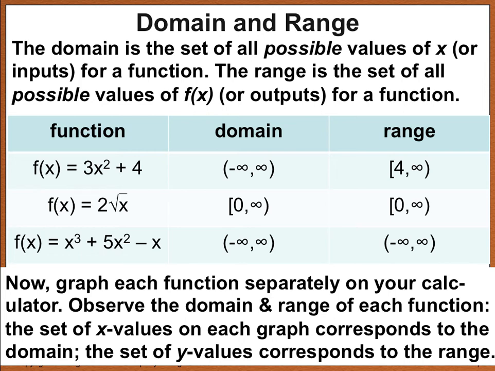And you're going to see that your graph reflects these domains and ranges for each function, where the set of x values on each graph corresponds to the domain, and the set of y values corresponds to the range. For example, let's just go over this first one here. If I look at this first one, f of x equals 3x squared plus 4, negative infinity to infinity is the domain, and 4 to infinity is my range. Well, if I graph this, I'm going to get a parabola that faces upward, and that's been shifted 4 units up. And on your graph, you're going to see that the y values go from 4 to infinity, and the x values go from negative infinity to infinity. So you can confirm this on your calculator.